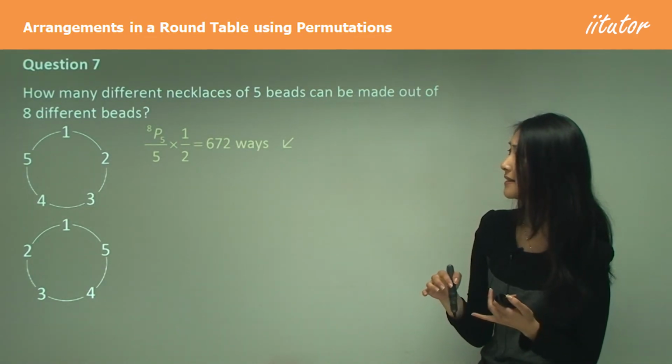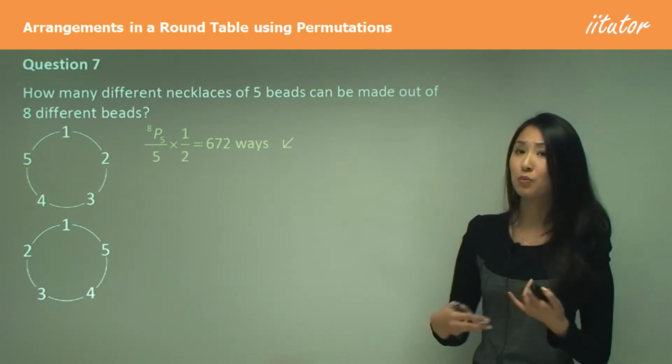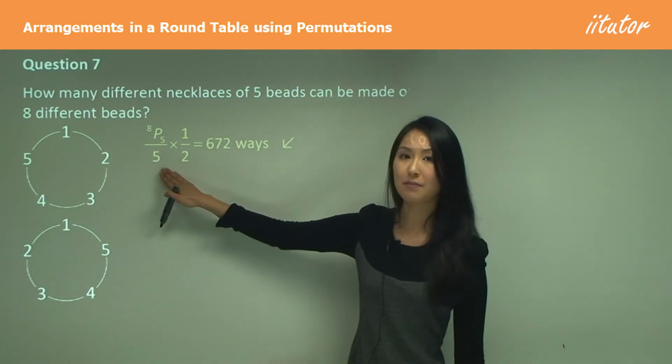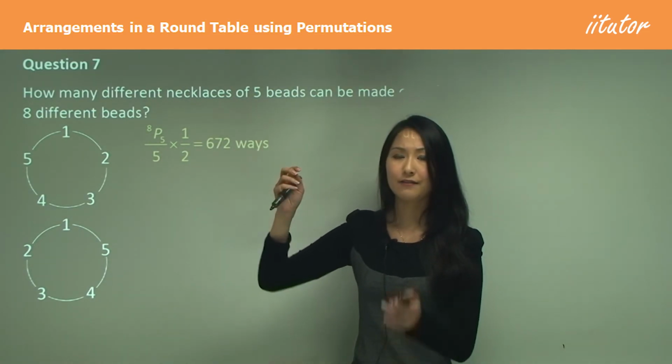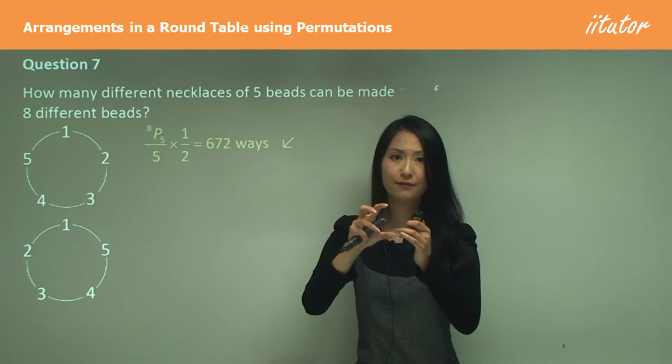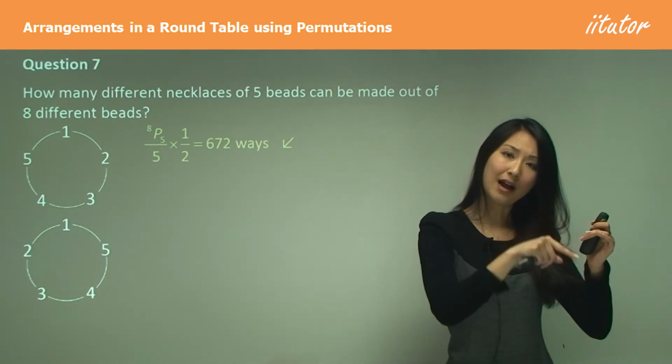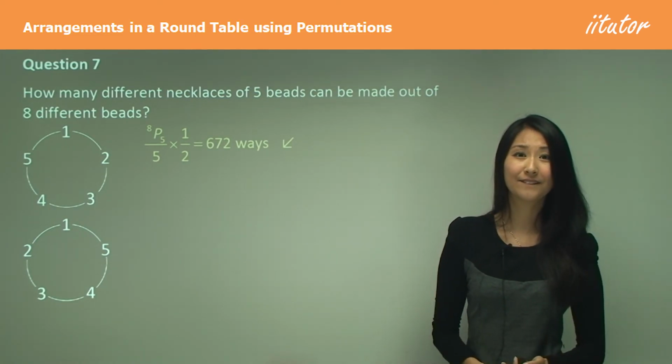So the common mistake that I see most people make when you work with permutations in a circle is you get a bit confused about what you divide by. But just think about it: if I'm choosing 5 people from 8, only those 5 people go in the circle. So that's why you divide by 5 and not 8, okay?